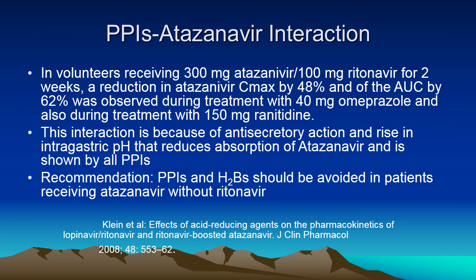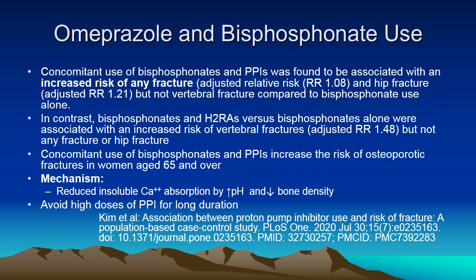In volunteers receiving 300 mg atazanavir with 100 mg ritonavir for 2 weeks, a reduction in the atazanavir maximum level by 48% and reduction in the area under the curve by 62% was shown during treatment with 40 mg omeprazole or 150 mg ranitidine. That means a rise in the intragastric pH will reduce bioavailability of this anti-HIV drug. This interaction is because of the anti-secretory action of proton pump inhibitors. Recommendation is that PPIs and H2 receptor blockers should be avoided in patients receiving atazanavir without ritonavir.